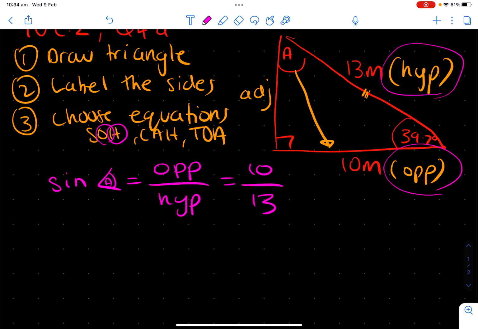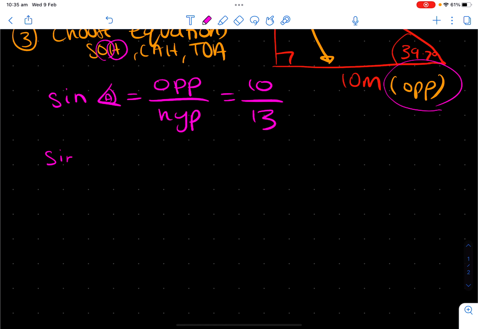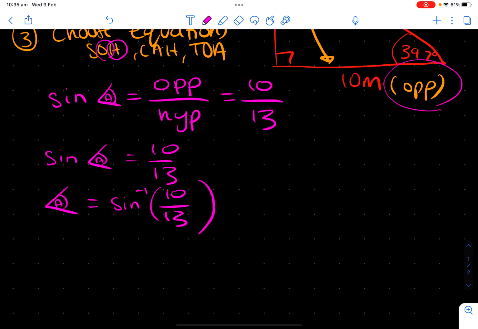I'll write this in one line now. We're going to have sine angle A equals 10 divided by 13. We're going to use our inverse sine to get our angle by itself. So we're going to have sine to the power of -1, that's our inverse sine operator. And we're then going to use our calculator to work out the answer to this. You should get 50.3 degrees in 3 significant figures.